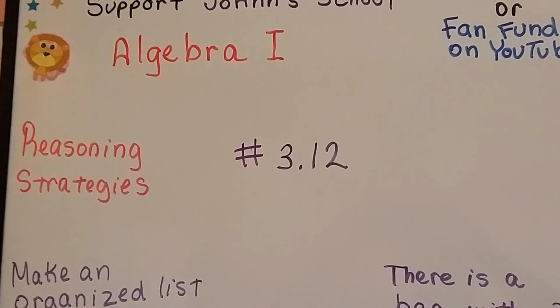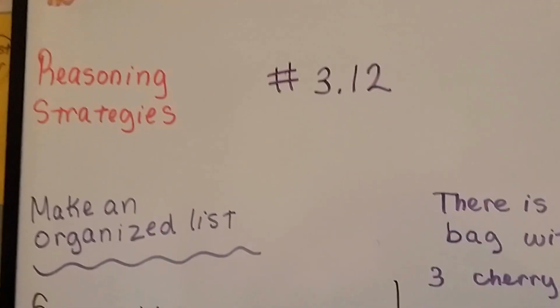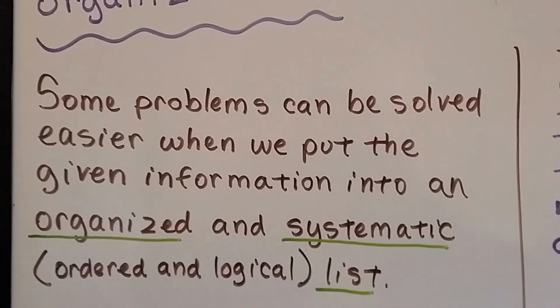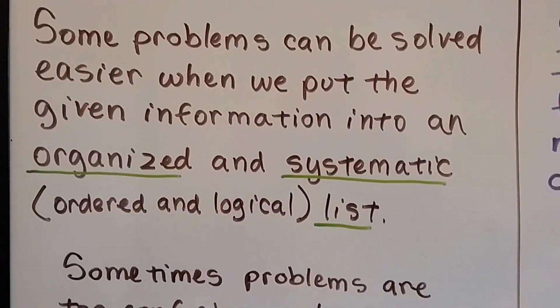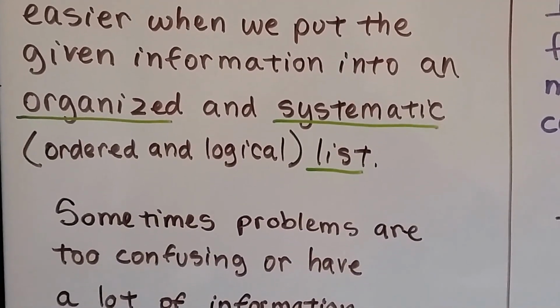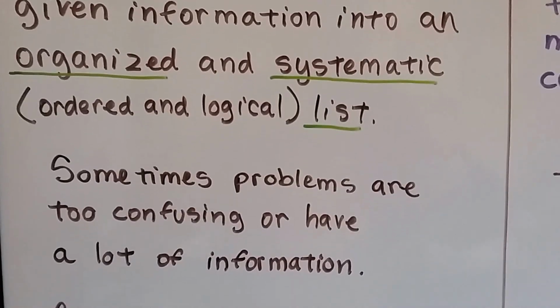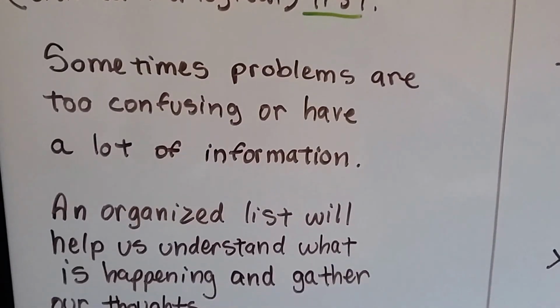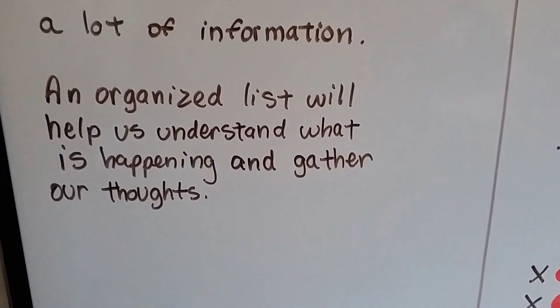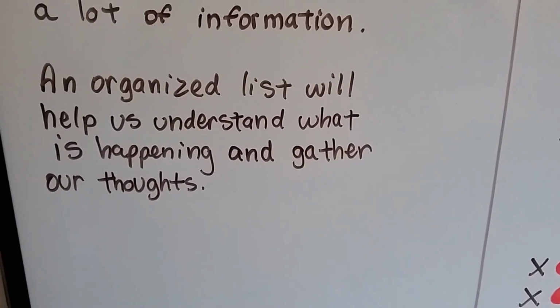Algebra 1, number 3.12, we're going to talk about reasoning strategies, and in this one, making an organized list. Now, some problems can be solved more easily when we put the given information into an organized and systematic list. Systematic means ordered and logical. Sometimes problems are too confusing or have a lot of information. An organized list will help us understand what's happening and gather our thoughts.